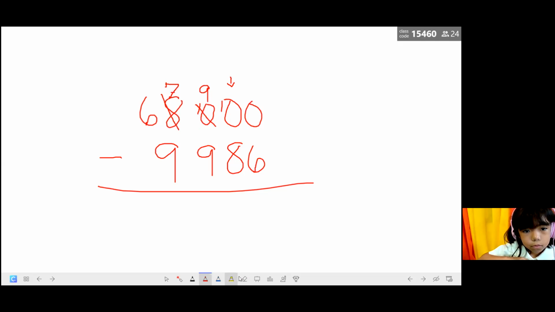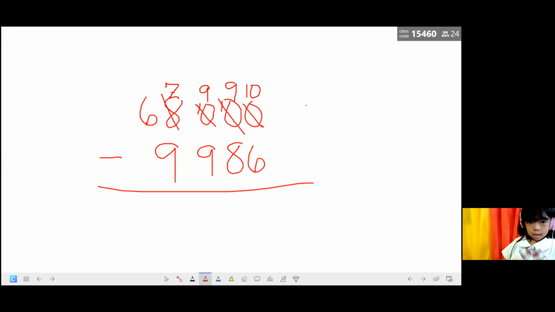So the tens place becomes 10. But we also need to regroup, so it becomes 9. And the 0 ones will become 10 ones. Now, can we subtract 6 from 10? Yes. 10 minus 6.